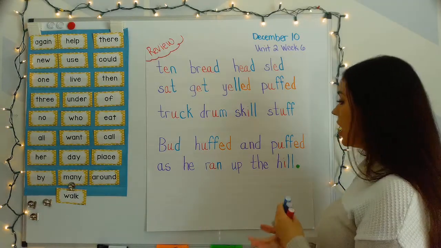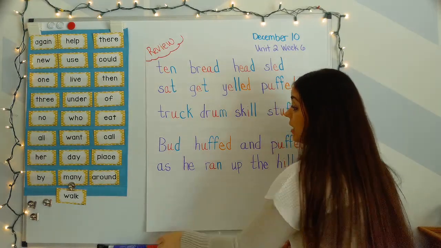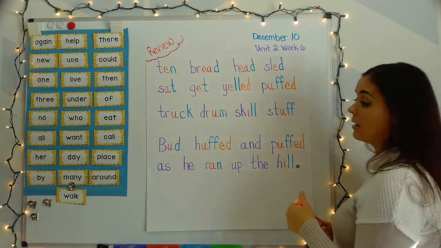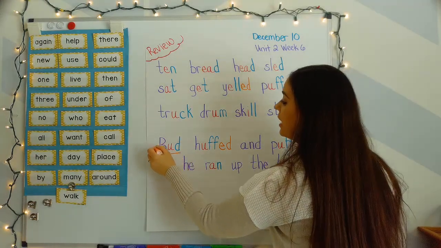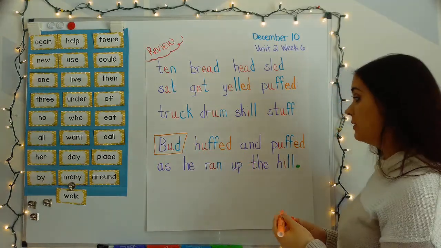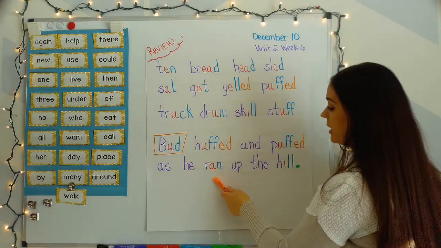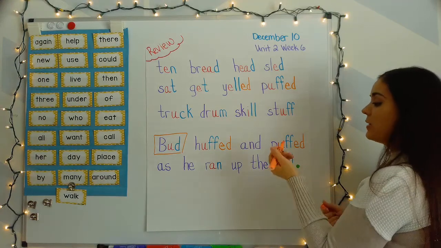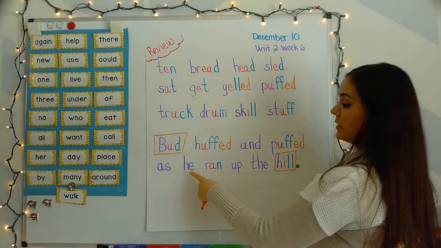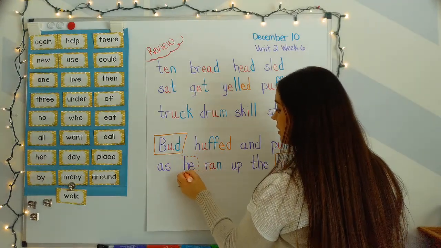All right, so let's talk about nouns. So we know that a noun is a person, a place, or a thing. So our first noun, just like we said when we were writing it, gave you a little hint. Bud, he's a person, he's the name in this sentence. Bud huffed and puffed as he ran up the hill. Okay, so I know that hill is a place, so that has to be a noun. The word he is a pronoun.